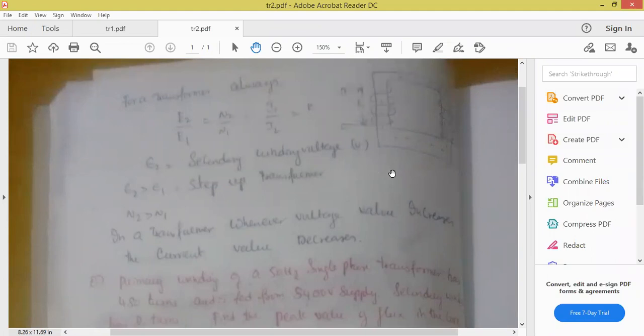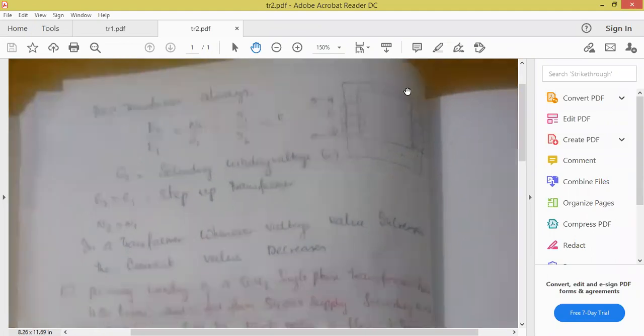Now I'm asking one simple question. I'm giving you one simple transformer. Primary winding is 30 turns. Secondary winding is 300 turns. Primary voltage I'm giving 10 volts. Let us say secondary voltage is 500 volts. If you connect a fan, what happens? The fan will not rotate, because a fan requires maximum voltage and maximum current.